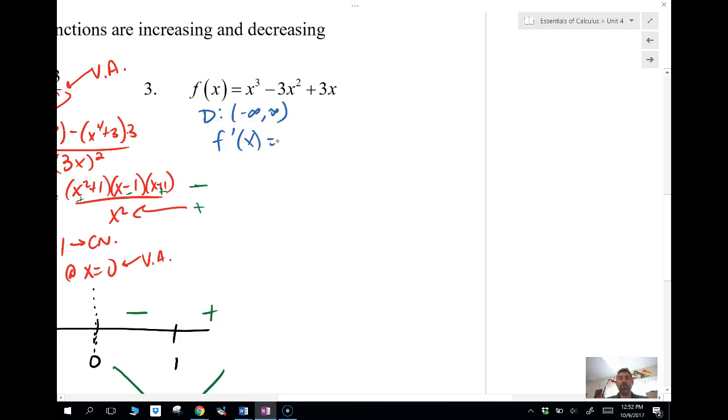Who's the realest function in the room? The polynomial. Yeah, never mind.